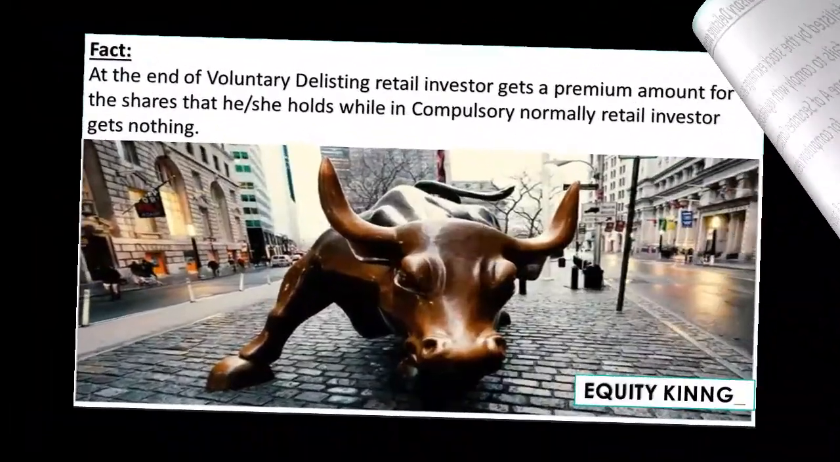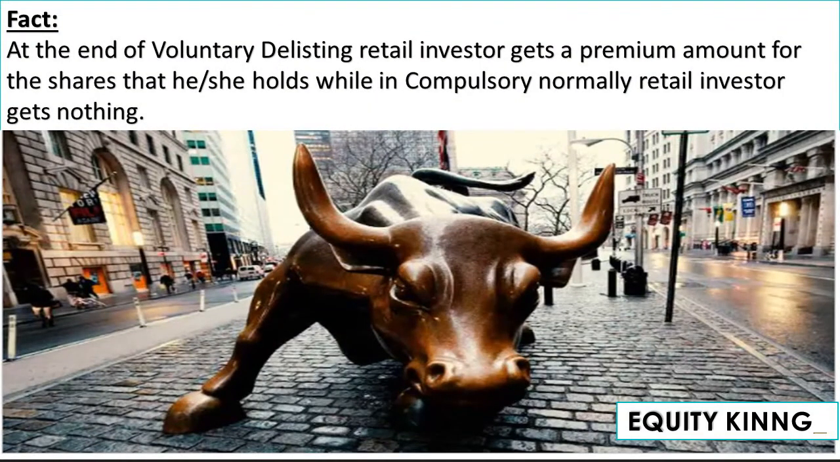Fact. At the end of voluntary delisting, a retail investor gets a premium amount for the shares that he or she holds, while in compulsory delisting a retail investor normally gets nothing. So these were the 2 types of delisting process.